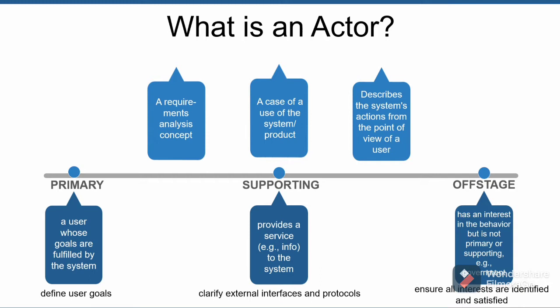So we have here the three types of an actor: the primary, the supporting, and the offstage. A primary actor is a user whose goals are fulfilled by the system. It defines user goals. The supporting actor provides a service, example, info to the system. It clarifies external interfaces and protocols. Next is the offstage actor. It has an interest in the behavior but is not primary or supporting. Example, government. It ensures all interests are identified and satisfied.